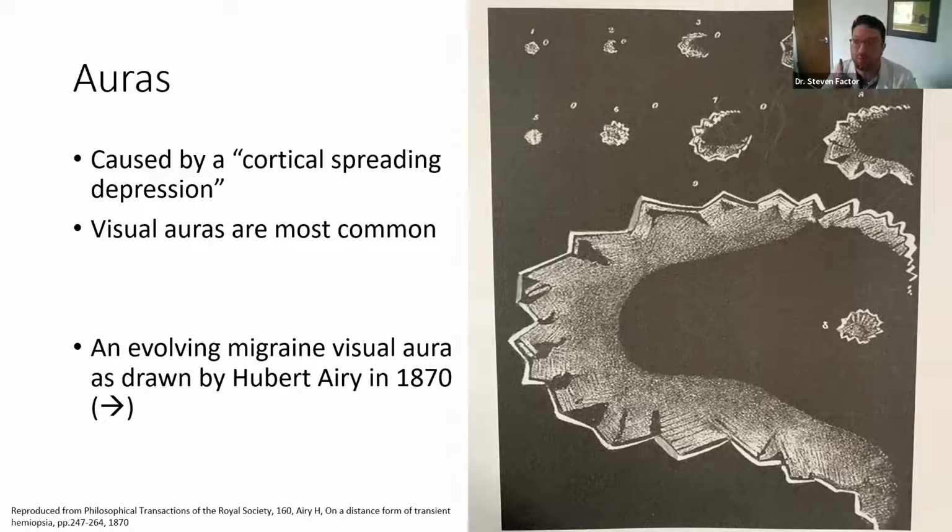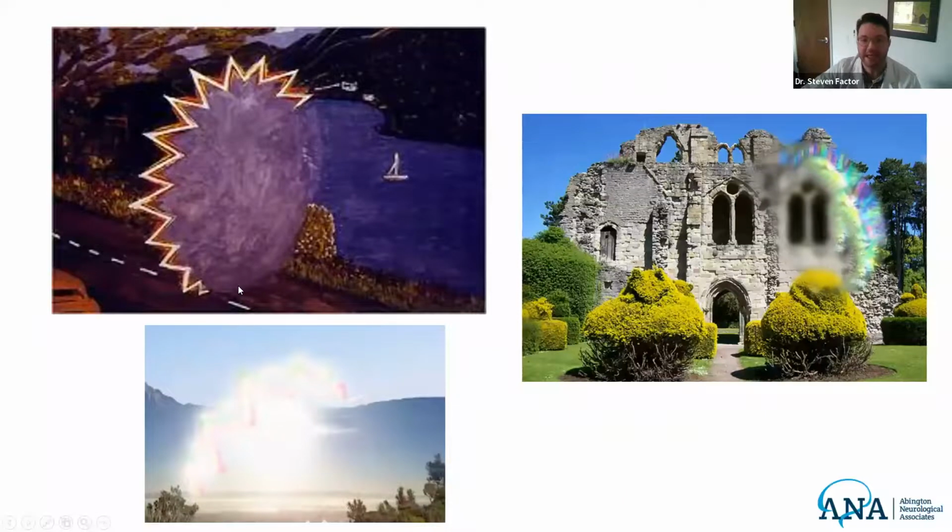The visual auras are the most common and are created by this little wave of depolarization, almost like a little seizure, but it's not a seizure. We put electrodes on the brain, on the scalp, I should say, and we don't see any evidence of seizure activity. But this is a drawing that was made by Hubert Airy. He was kind of this romantic scientist in the late 19th century, and he drew the evolution of his visual aura over the course of about 30 minutes. And you kind of see this scotoma in his peripheral vision, this blurriness with the jagged lines around the side, which is also illustrated in this modern computer-generated image here.